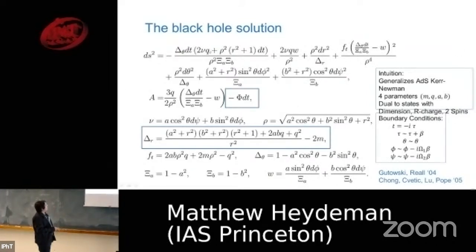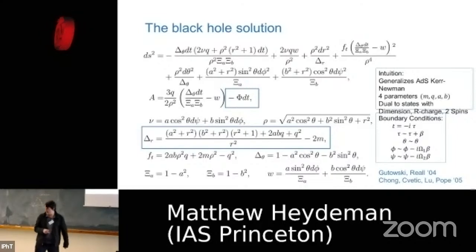We'll use Euclidean time, and then various fields will have boundary conditions that are determined by making this Euclidean black hole smooth at the horizon. So the point is that once you Euclideanize this metric, it looks like this capped off cigar. And we have to make sure that various fields are not singular at the Euclidean horizon.